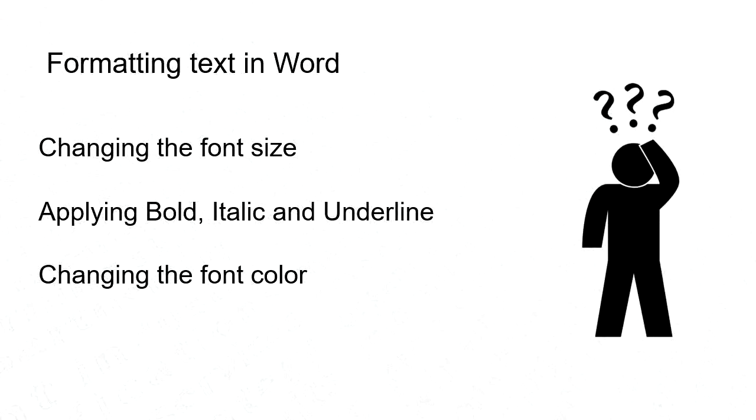In this second video, we're going to talk about the basic ways of formatting, which just means changing the look of the font in Microsoft Word. We'll talk about changing the font size, applying bold, italic, underline, and changing the font color. Let's take a look.